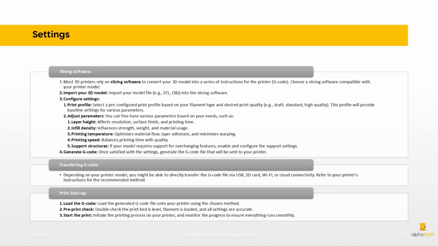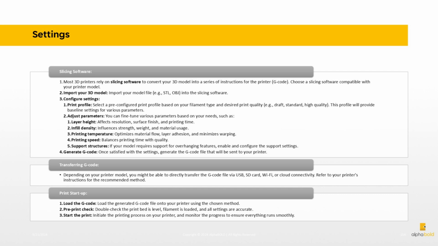Settings. Slicing software. Most 3D printers rely on slicing software to convert your 3D model into a series of instructions for the printer, G-code. Choose a slicing software compatible with your printer model. Import your 3D model. Import your model file, e.g., STL, OBJ, into the slicing software.